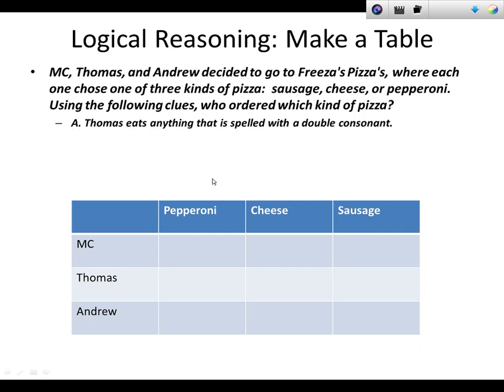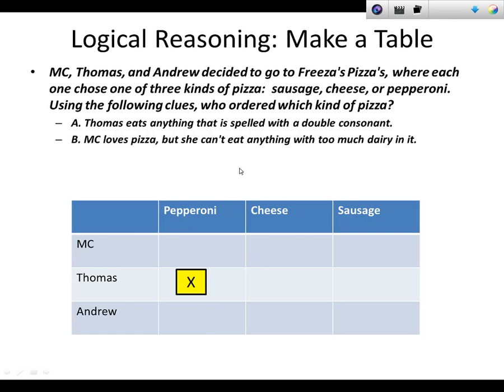Let's look at the first clue. Thomas eats anything that is spelled with a double consonant. So I look at my 3 options here. The only one spelled with a double consonant is pepperoni. So I put an X for Thomas eating pepperoni. Let's look at the next clue. MC loves pizza, but she can't eat anything with too much dairy in it. Well, I know what a dairy product is, and I know cheese is a dairy product, and pepperoni and sausage are not. So that means that MC can eat either pepperoni or sausage. But since Thomas is eating pepperoni, that's not what MC is going to eat. So I know that she's eating sausage, so I remove that X.